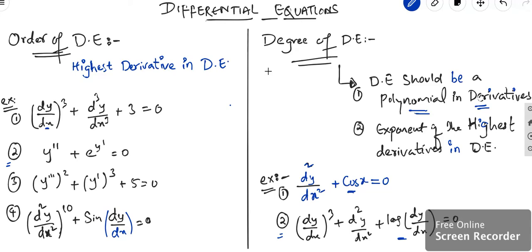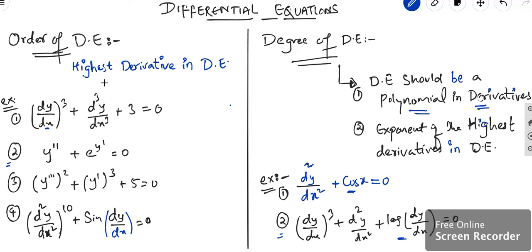Hello students, in today's video we will be learning about the order and degree of the differential equation. As you are very well aware, a differential equation is nothing but an equation which involves derivatives. You can see in all these examples that I've taken, all the derivatives are there, irrespective of what order it is.